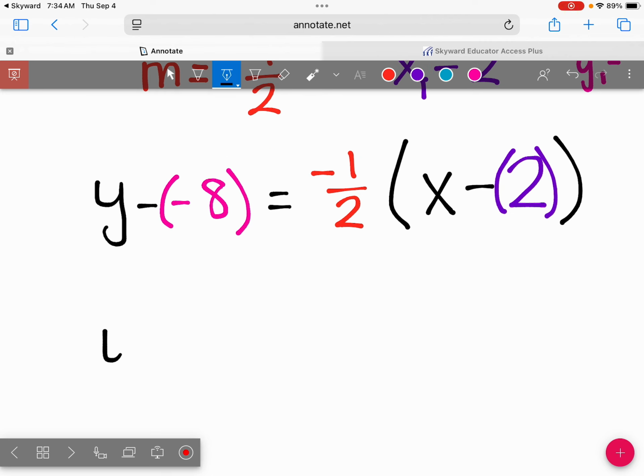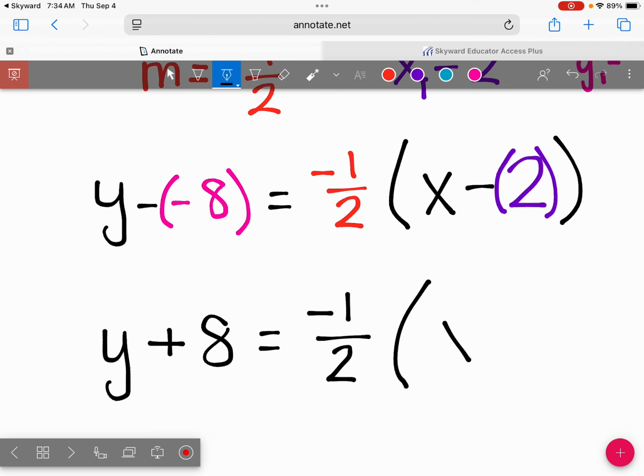Because what is this going to be over here? It's not y minus -8. What am I going to put? Plus. Minus negative is the same thing as plus. Our -1/2 is still going to stay. That's not changing anything. And our x minus 2, that's just exactly what it is. So that's our equation there. That goes through the point 2, -8 and has a slope of -1/2.